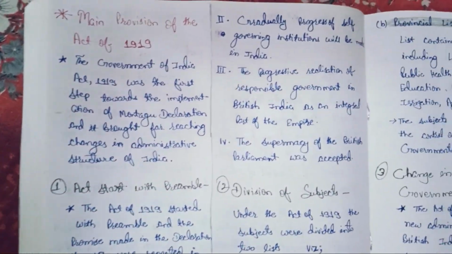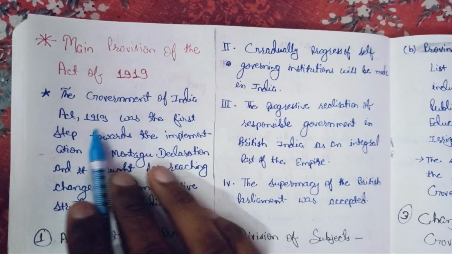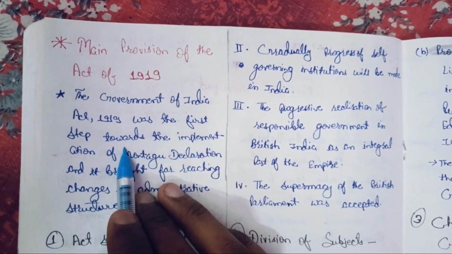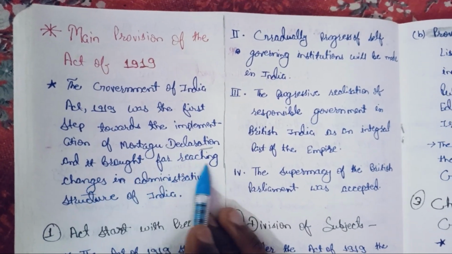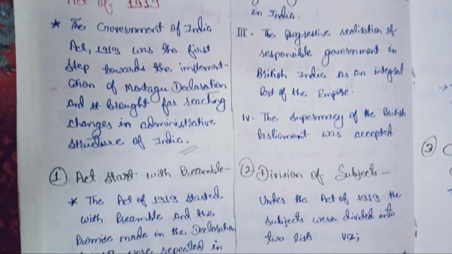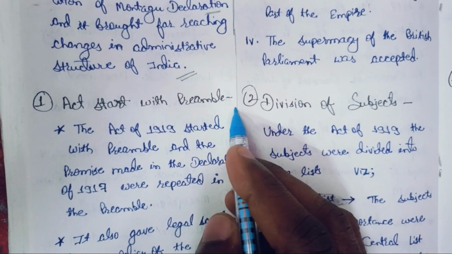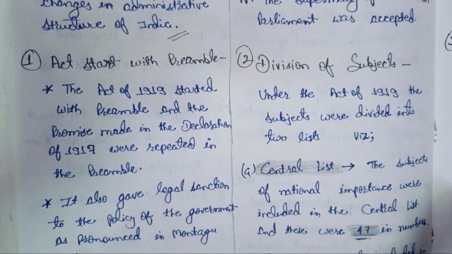Now let's see the main features of the Act of 1919. The Government of India Act 1919 was the first step towards the implementation of the Montagu Declaration, and it brought far-reaching changes in the administrative structure of India. The Act started with a preamble. Number one feature is that the Act started with a preamble.